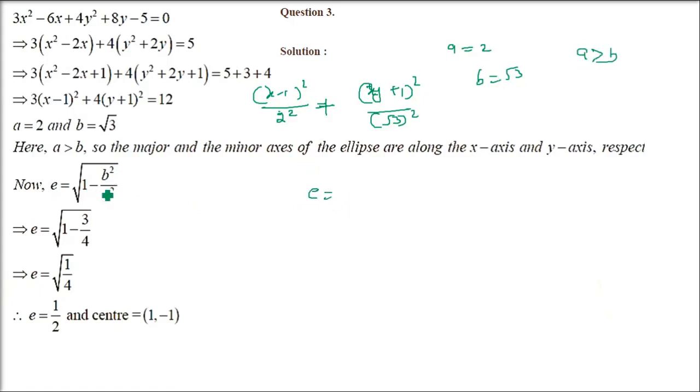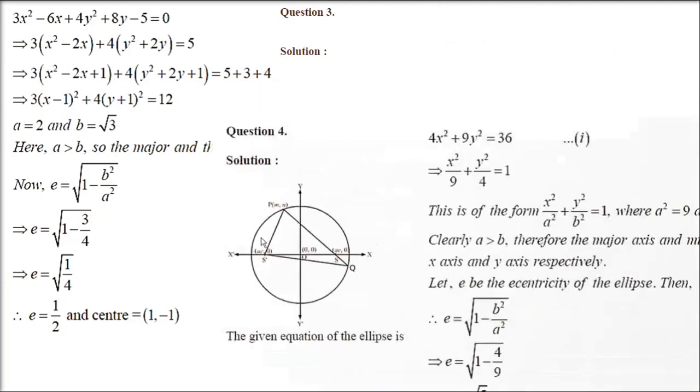So eccentricity will be simply under root 1 minus b square by a square. So this is 3 by 4. So under root 1 by 4, that is 1 by 2. Eccentricity is 1 by 2. And what about the center? Center will be x minus 1 and y plus 1 was there. So just put it 0: x minus 1 equals 0 and y plus 1 equals 0. So x will be 1 and y equals minus 1. So this is the center.